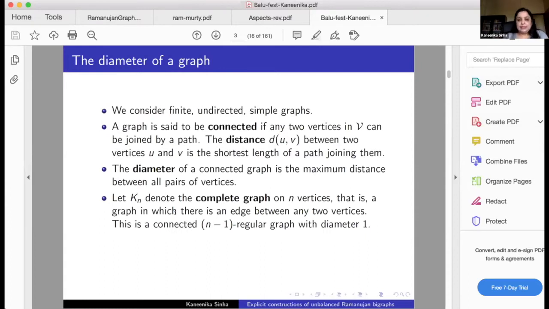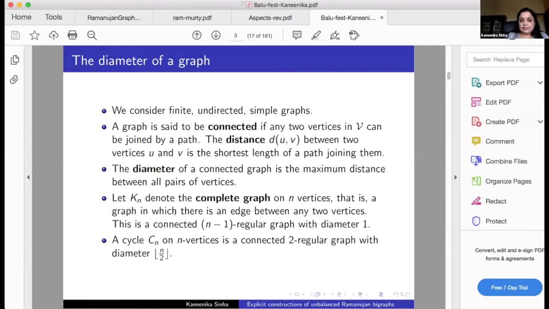Okay, so for example, let's take the most immediate example that comes to mind, namely the complete graph on n vertices. This is a graph on n vertices such that there is an edge between any two vertices, and one can see immediately that this is an (n-1)-regular graph, and it has diameter 1. Now, a cycle C_n on n vertices can also be interpreted as a 2-regular graph, and its diameter is the floor of n over 2.